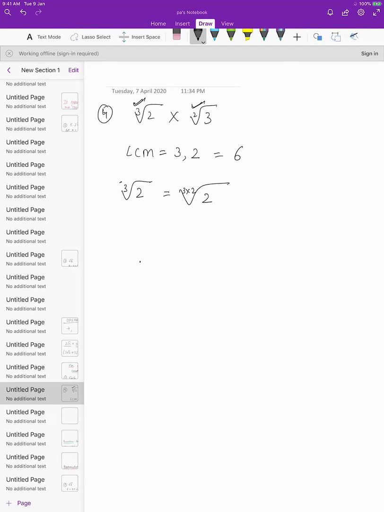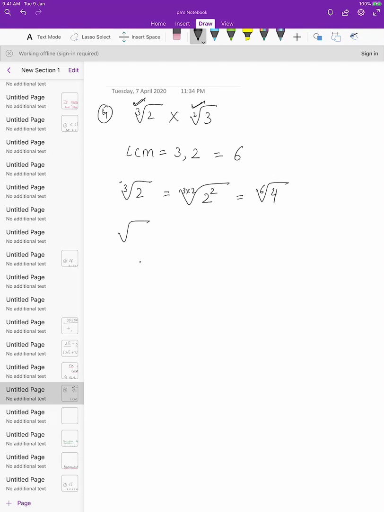Now remember, there is a rule. Whichever number you multiply this 3 with, the same power you have to raise to the inside number as well. So that makes it 6th root of 2 square, which is 4.